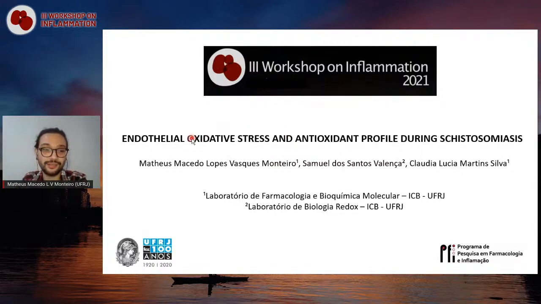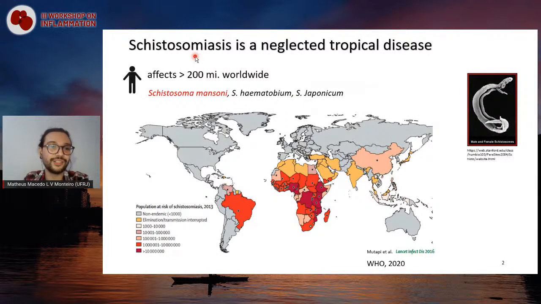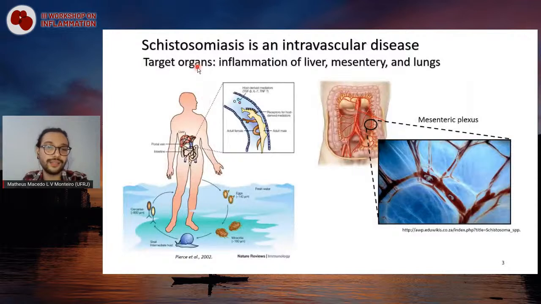And so the research that I'll be sharing with you looks at the endothelial oxidative stress and the antioxidant profile during schistosomiasis. Schistosomiasis is a neglected tropical disease which affects more than 2 million people worldwide. And in Brazil, the disease is caused by Schistosoma mansoni. Schistosomiasis is an intravascular disease.